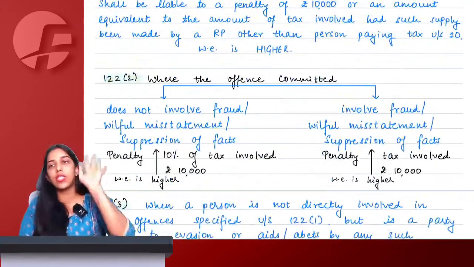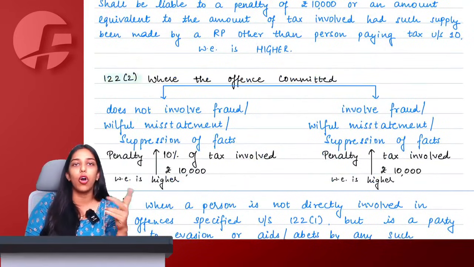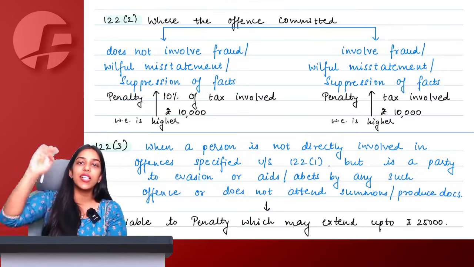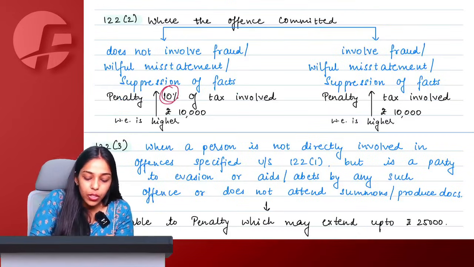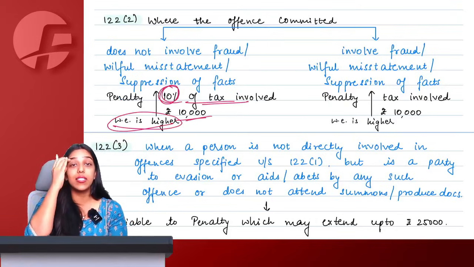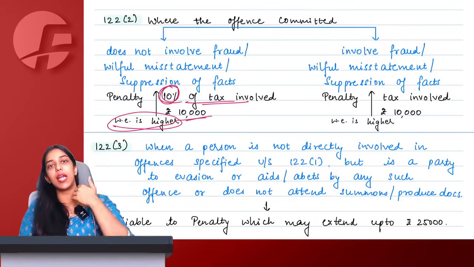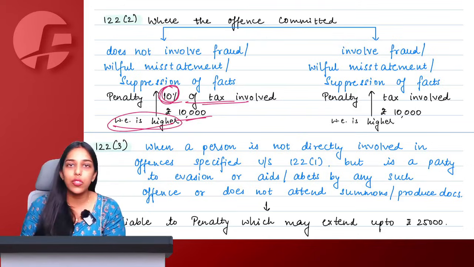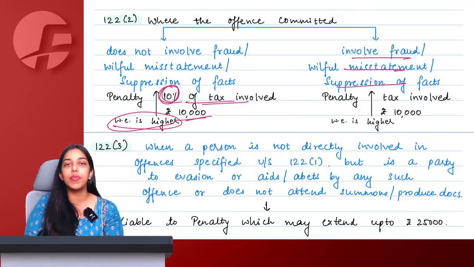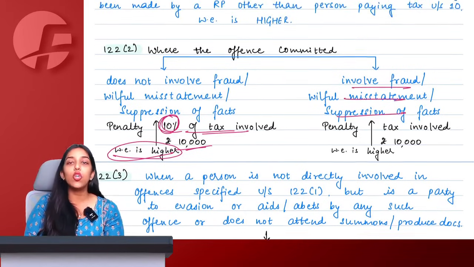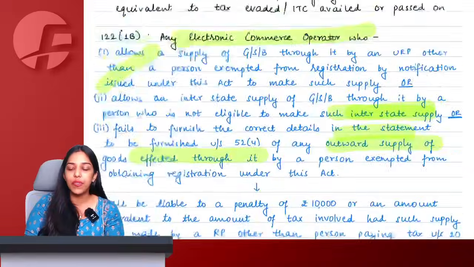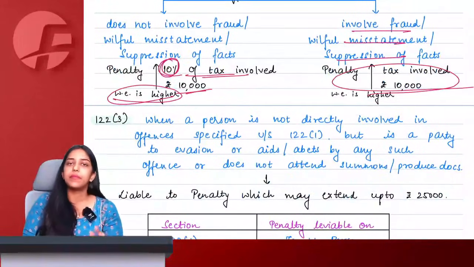Minimum penalty 10,000 we want. Even if it was error, mistake or fraud, at least 10,000 we want. But if the tax amount is extremely high, we are saying okay, you take 10% of tax involved or 10,000, whichever is higher. This is under the CGST Act. Again the same penalty is going to apply under the SGST Act. But if it was with an intention of fraud, willful misstatement or suppression of fact, then nobody can save you. The full penalty of tax involved or 10,000, whichever is higher, you will have to pay.